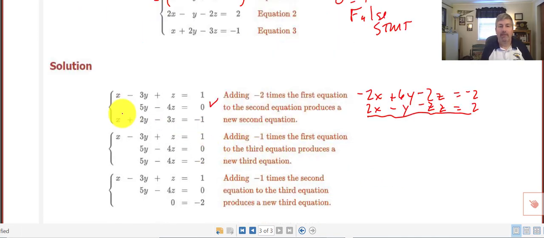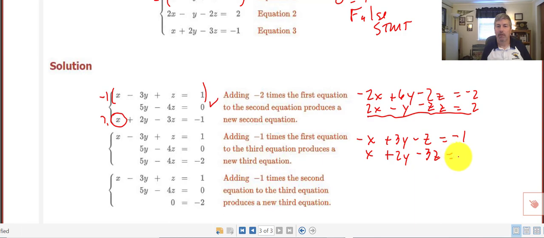Now I want to drop out x again. I want to get rid of this x by adding negative 1 times the first equation to the third equation, which produces a new third equation. So I'm going to multiply that equation by negative 1. So I get negative x plus 3y minus z equals negative 1. And I'm going to add it to the third equation, x plus 2y minus 3z equals negative 1. When I add those two together, I get 5y minus 4z equals negative 2. So I get that new third equation.